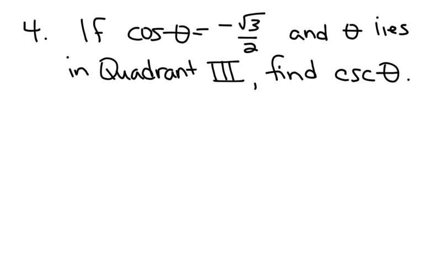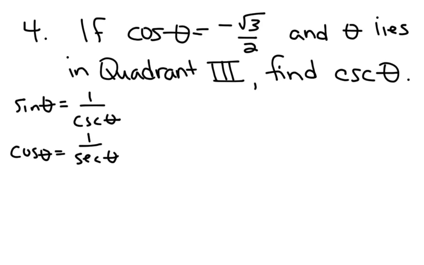Here's another problem that requires our right triangle trigonometry. If the cosine of theta is equal to negative square root of 3 over 2, and theta lies in quadrant 3, find the cosecant of theta. Quick review. Sine is the reciprocal of cosecant. Cosine is the reciprocal of secant. And tangent is the reciprocal of cotangent.